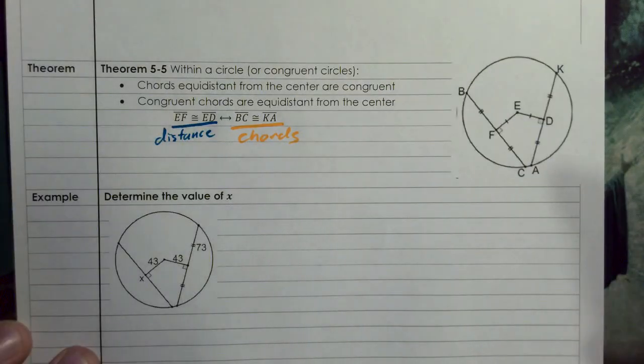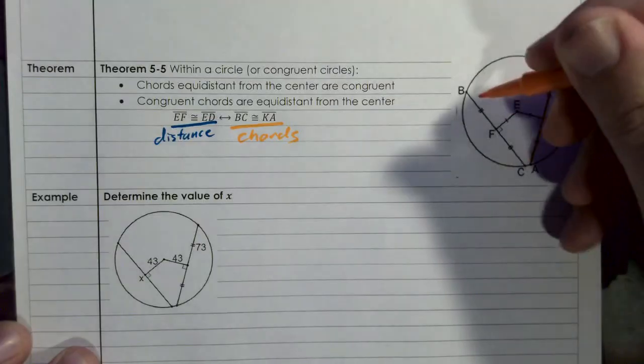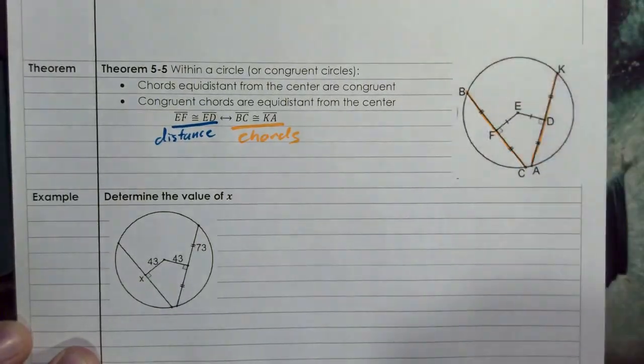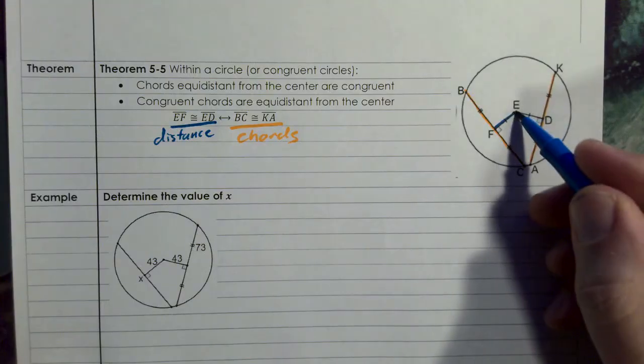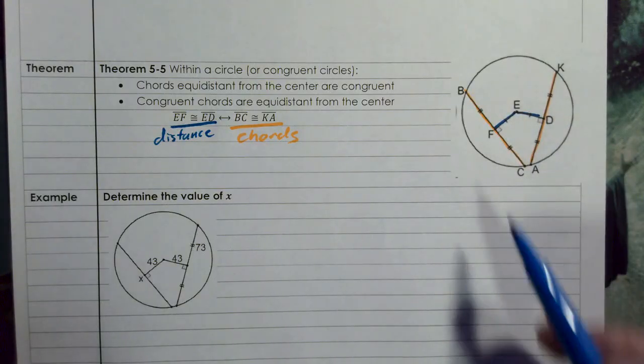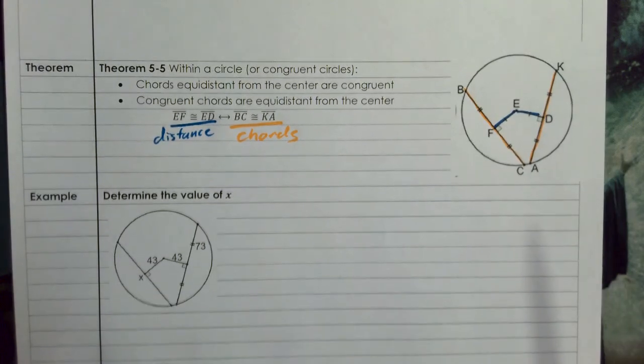Another theorem we get is if we've got some chords that are the same distance from the center, so this chord and this chord are the same distance from the center, then they have to be congruent. So we're saying that this distance and this distance are the same, then this orange line and that blue line also have to be the same.